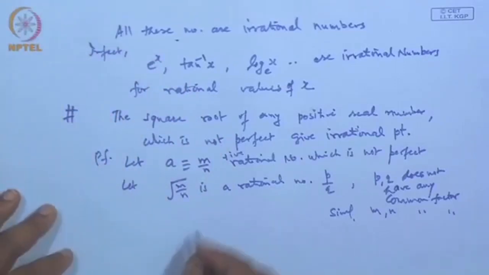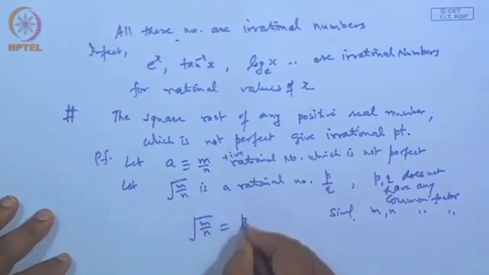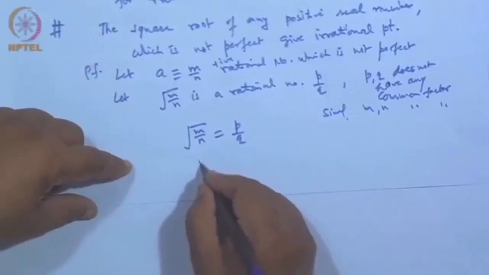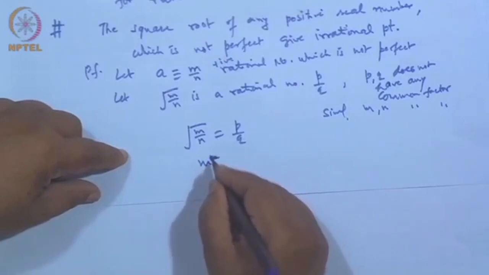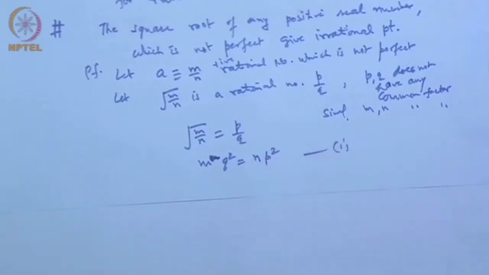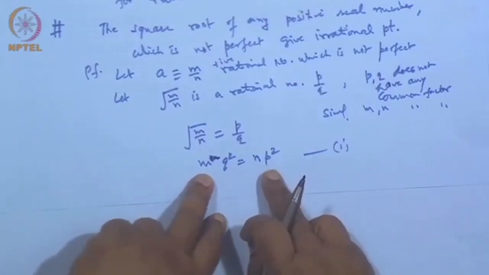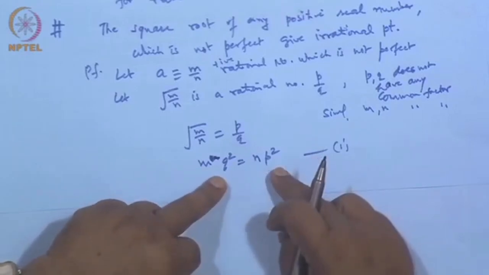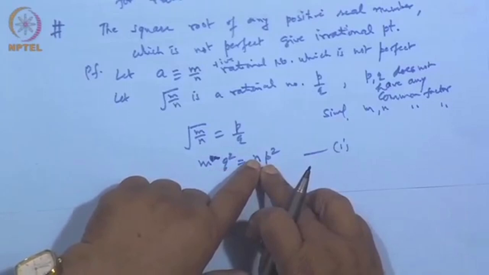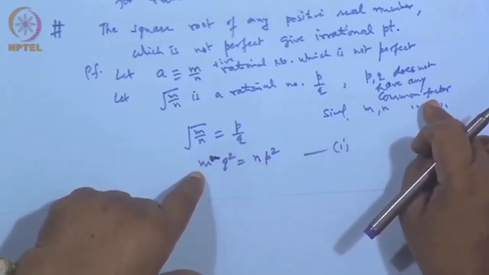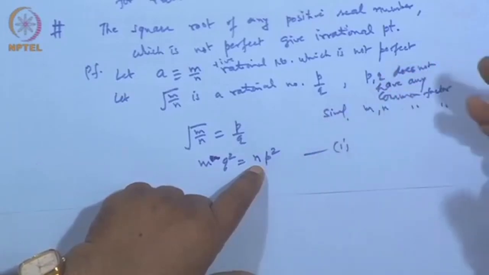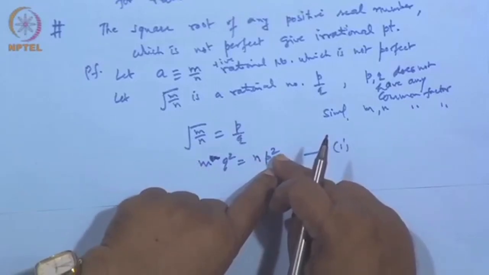Okay. Now, let us see. Under root m by n is p by q. Okay. So, we get from here m into q square equal to n into p square, let it be 1. Now, m into q square is n into p square. So, we can say that m divides p square, because m cannot divide n, because m and n are in the lowest form. They do not have any common factor. So, the only possibility is that m must have a common factor with p square, is it not?